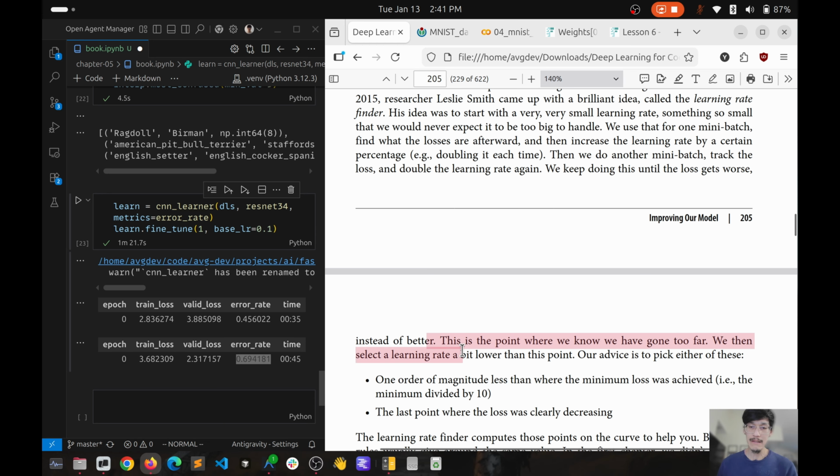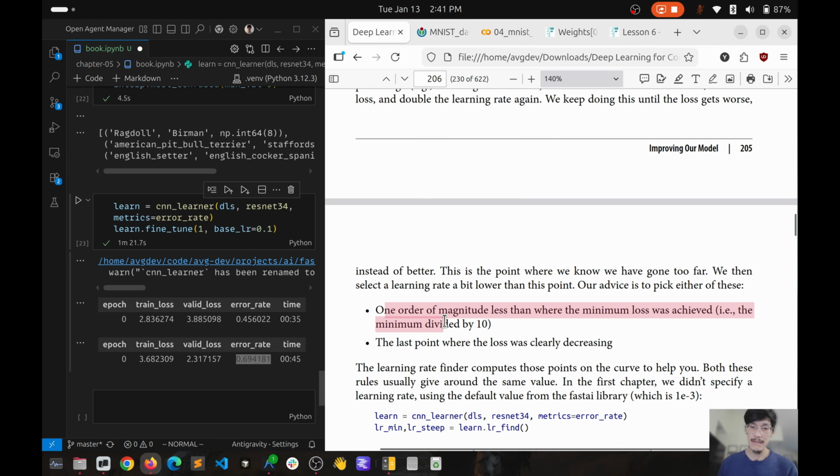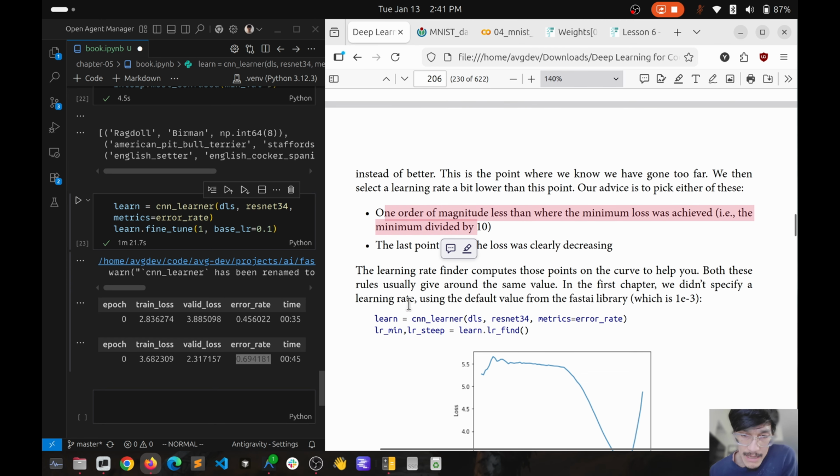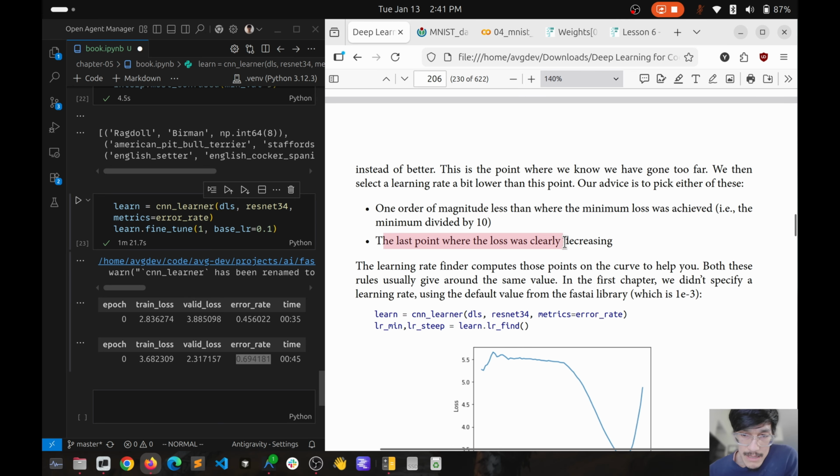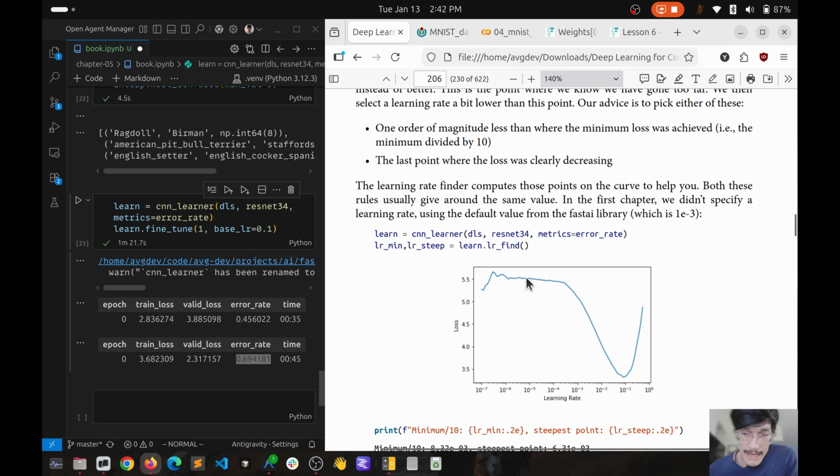We then select a learning rate a bit lower than this point. Our advice is to pick either of these: one order of magnitude less than where the minimum loss was achieved, basically the minimum divided by 10, or the last point where the loss was clearly decreasing. The learning rate finder computes those points on the curve to help you. Both these rules usually give around the same value. In the first chapter, we didn't specify a learning rate, using the default value from the fastai library, which is 1 times 10 to negative 3.